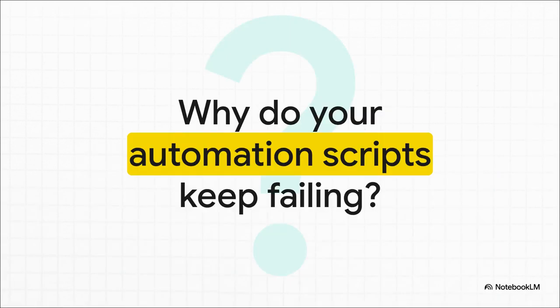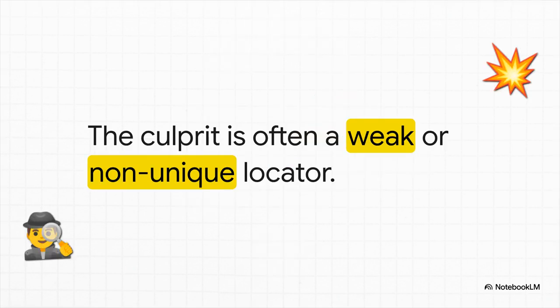So, you've been there, right? You write this perfect script, it runs beautifully, you come in the next day, run it again, and boom, it fails. It can't find that button, that input field, that one thing it found just yesterday. So what is going on? 9 times out of 10, the culprit is hiding in plain sight. It's your locator. That's the one instruction telling your script what to click or what to type into. And if that instruction is even a little bit vague, your script is basically flying blind.